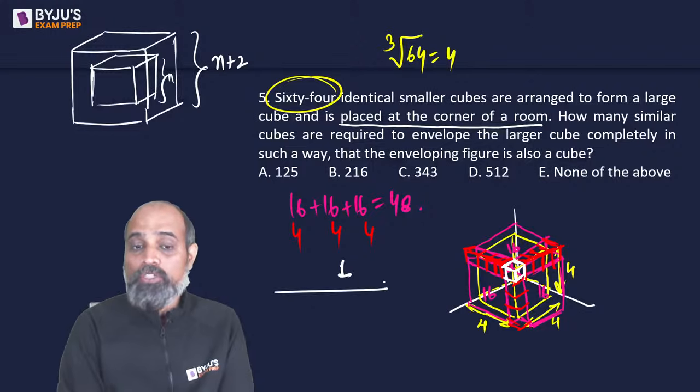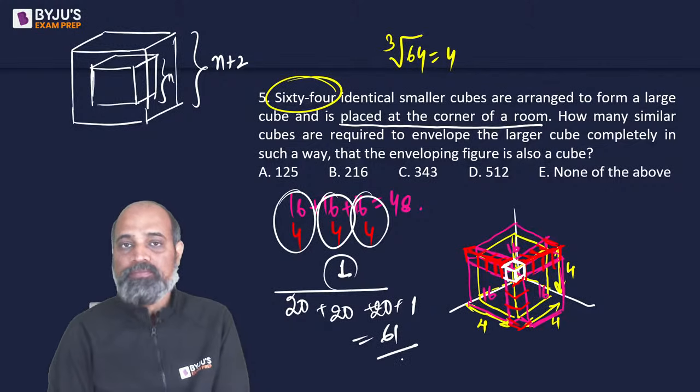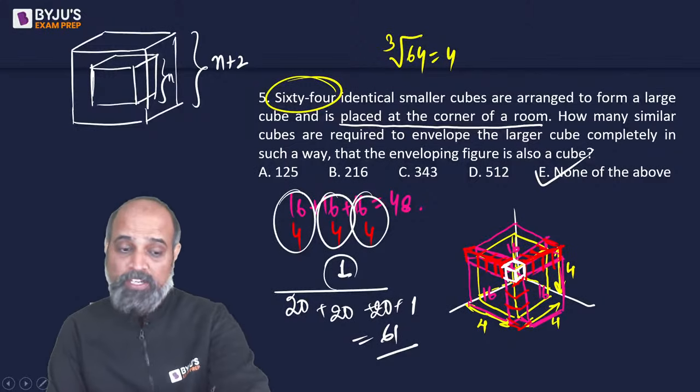So the total number is going to be 20, 20, 20, and this one. So a total of 61. So AC is correct. The answer is going to be 61 and it's going to be none of these.